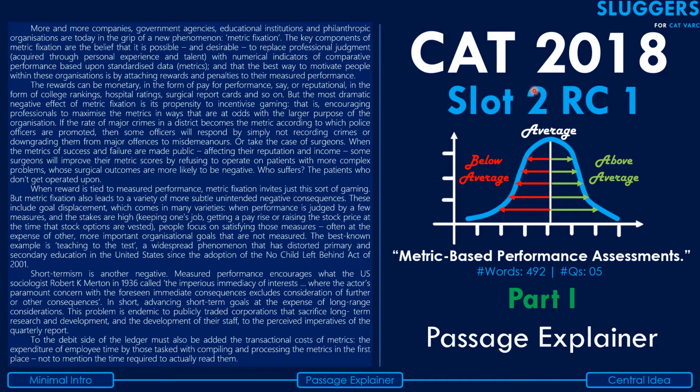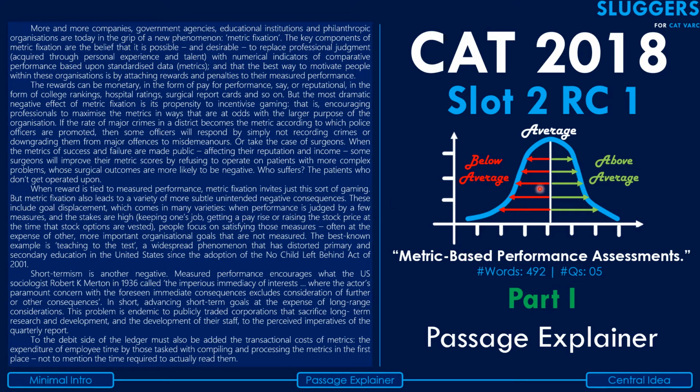Today in this session we'll be taking up the third RC of the economics and management genre. This RC was asked in the second slot of your CAT exam in the year 2018. I've titled this RC as metric-based performance assessments.